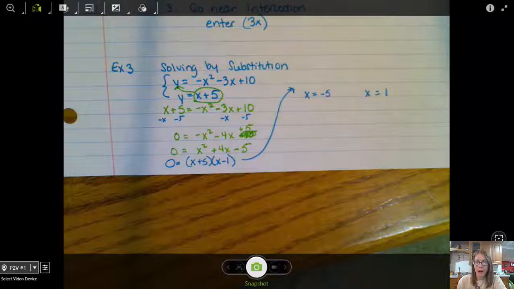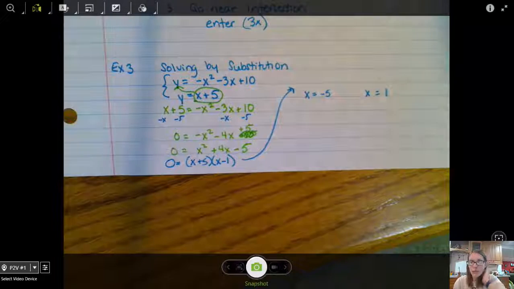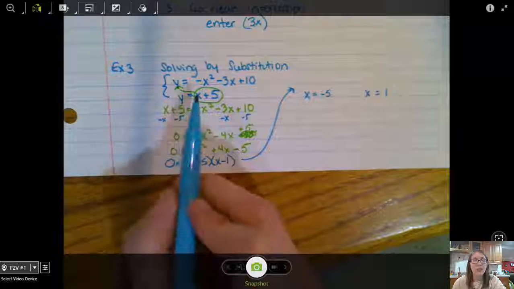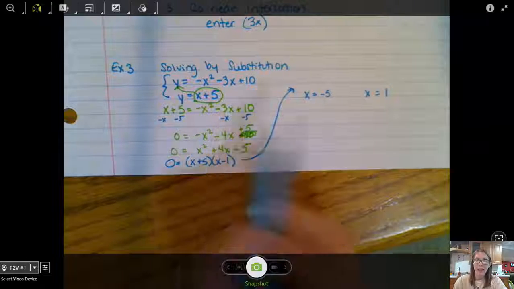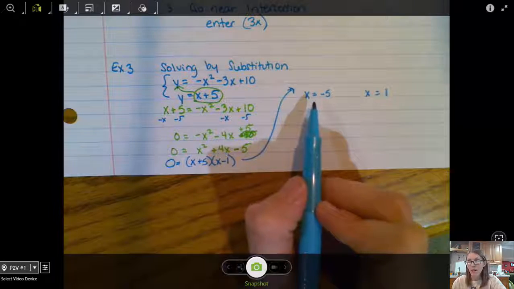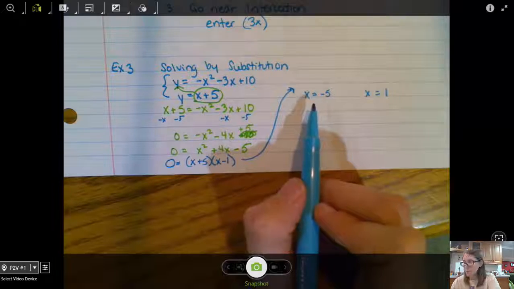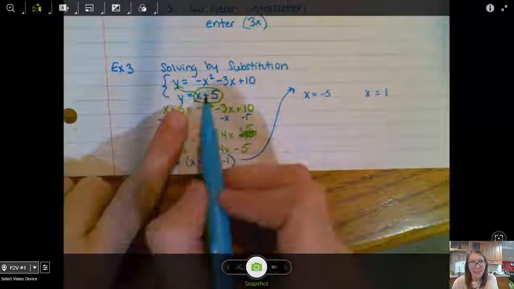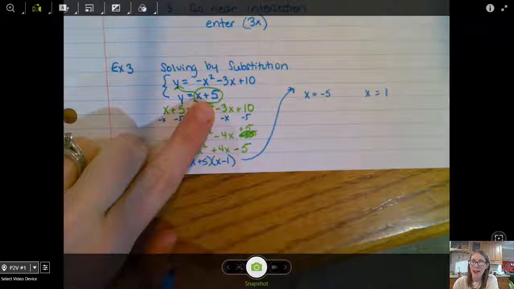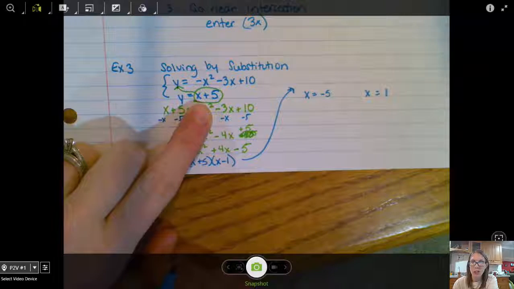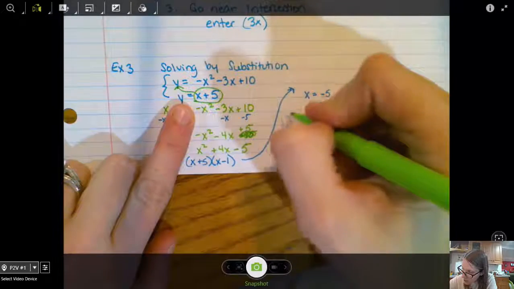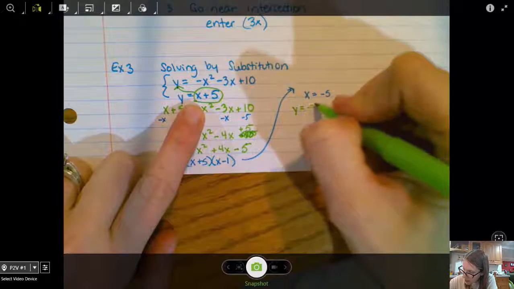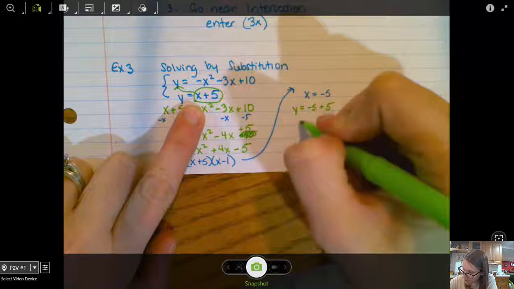But keep in mind that our solution to a system of equations is really where those two functions intersect. So not only do I care about the x value, I also need the y. So I need to take these x values and plug them in to find the y value. We get to choose where. It's going to be a lot easier to plug that x value into this bottom equation. Y equals x plus 5.